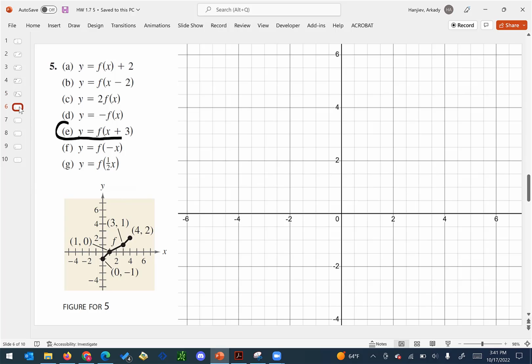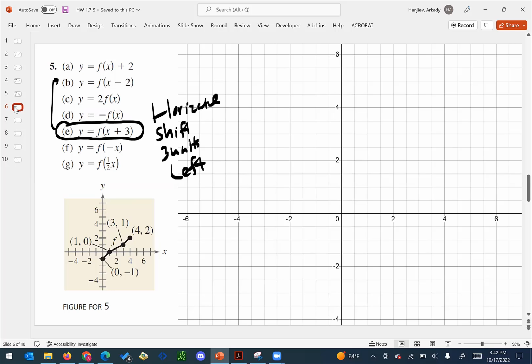All right, take a look at it here. What happens if we're adding 3 inside the function? Well, that's very, very similar to B. That is a horizontal shift. And this time it's going to be to the left. So 3 units left. All right, so in this case, it's going to be the x coordinate being shifted over this way. So that'll be a -3 each time for the x coordinate. So -3 there, -3 there, and -3 there.